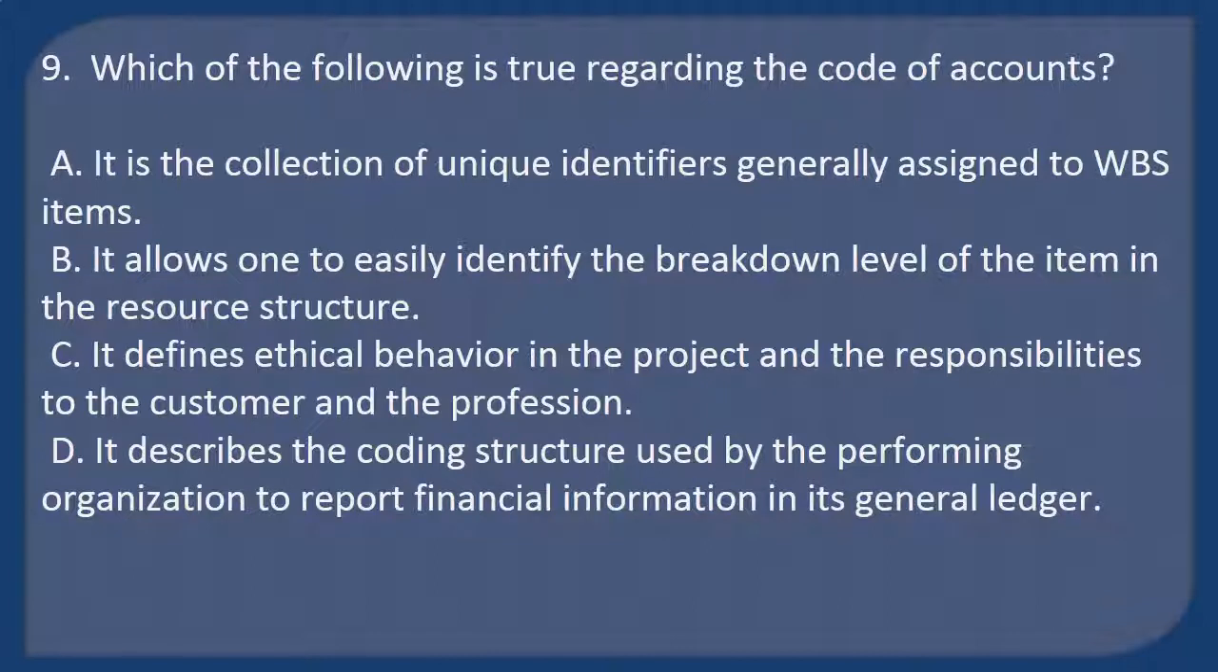Question 9. Which of the following is true regarding the code of accounts? A. It is the collection of unique identifiers generally assigned to WBS items. B. It allows one to easily identify the breakdown level of the item in the resource structure. C. It defines ethical behavior in the project and the responsibilities to the customer and the profession. D. It describes the coding structure used by the performing organization to report financial information in its general ledger.